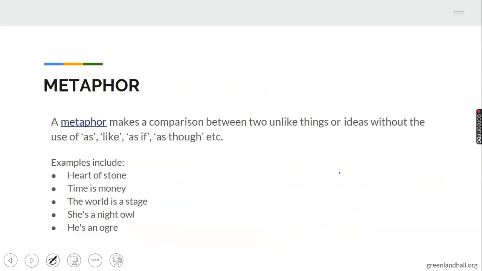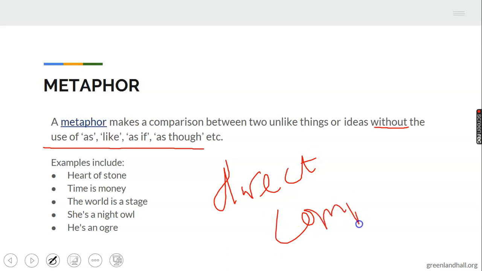That's that about simile. Then for metaphor, metaphor makes comparison between two unlike things or ideas without, look at this, without what? Without any of these. We say simile is direct comparison. We compare directly without using is, as, like, or as though. If I tell you somebody has a heart of stone, that means the person is hard-hearted.